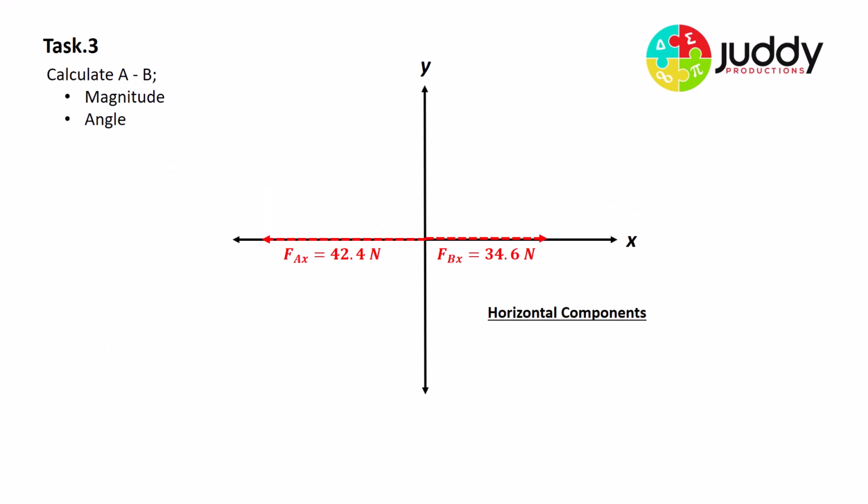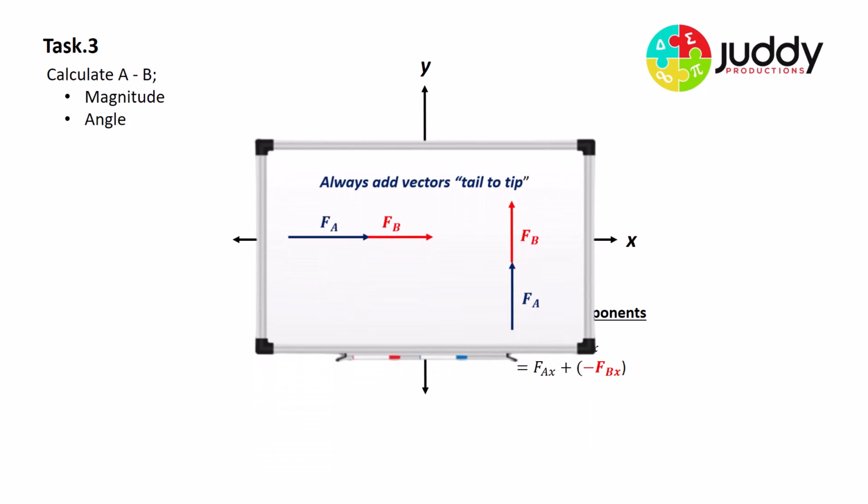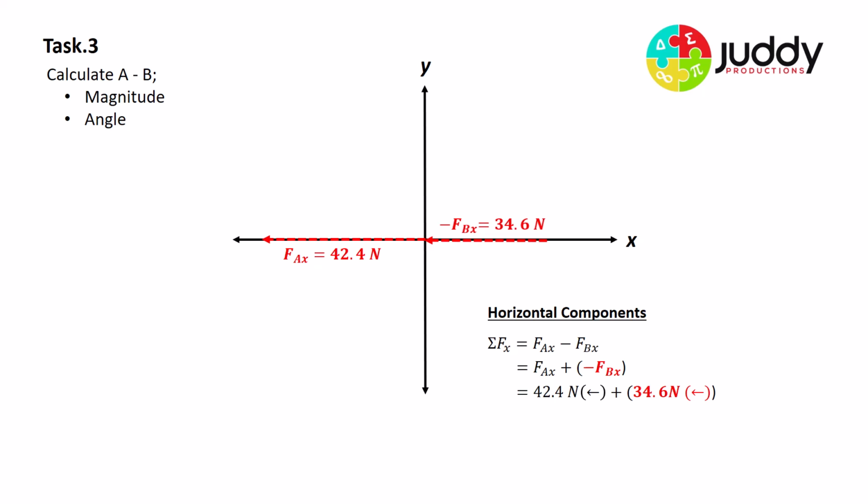Again, here's our two horizontal components for force A and force B. To work out our net force in the horizontal, we want to take the horizontal force of A and from that subtract the horizontal force of B, which by the way is again the same as adding the negative of the horizontal force of B. So let's do that visually. There's our negative. It's exactly the same magnitude, but instead of pointing to the right, it's pointing to the left. Again, we add our tail to tip. We move that across.